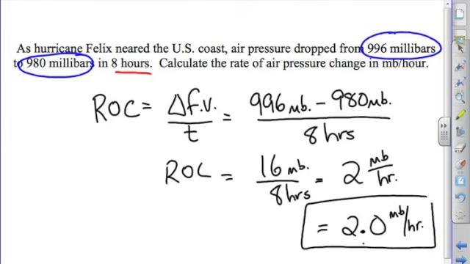So, this is a review of the rate of change formula found on the front cover of the reference table.